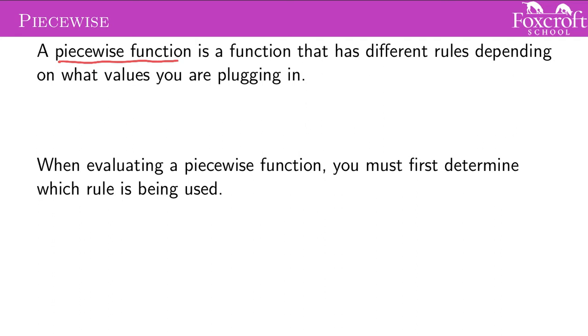You can think about them as broken down into separate pieces, depending on what input you're plugging in. And the main thing we're going to focus on in this video is evaluating a piecewise function. How do I plug in values into my piecewise function? First, I need to figure out which rule I'm actually using. This might be confusing for now, so let's look at an example.